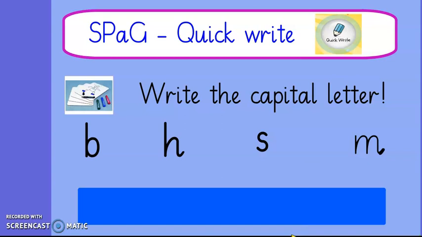So to get our brains awake, we are going to quick write our capital letters. Before we do that, let's just say the sound that you can see. That's right, let's say it together. B, s, m. Can you have a go at writing the capital letter now?